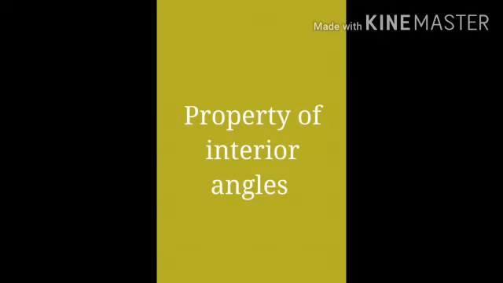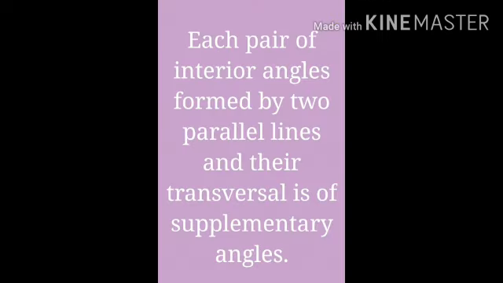Now property of interior angle. Each pair of interior angles formed by two parallel lines and their transversal is supplementary angles. What is supplementary angle? Where the sum of measure of two angles is 180 degrees. The total of two angles which comes to 180 degrees is called supplementary angles. Now we will study the same with the help of a diagram.